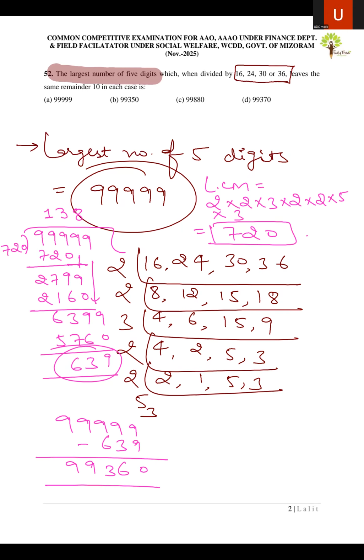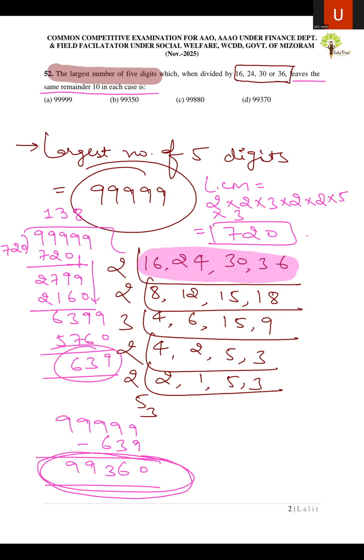So what they are saying in this, now we can say that this number will be exactly divisible by all these numbers. But they are saying that it leaves the same remainder 10 in each case. That is, the remainder should be 10 in each case.